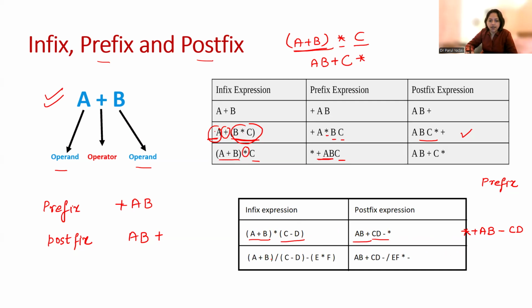So A, B plus, this is the parenthesis. So you will write plus A, B, right? Next is C, D minus. Oh, I think there will be less space for me. I'll write here. So this will be A.